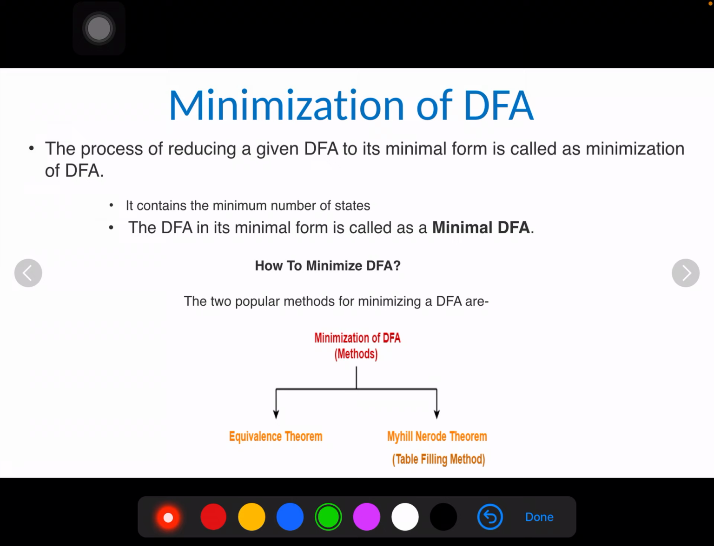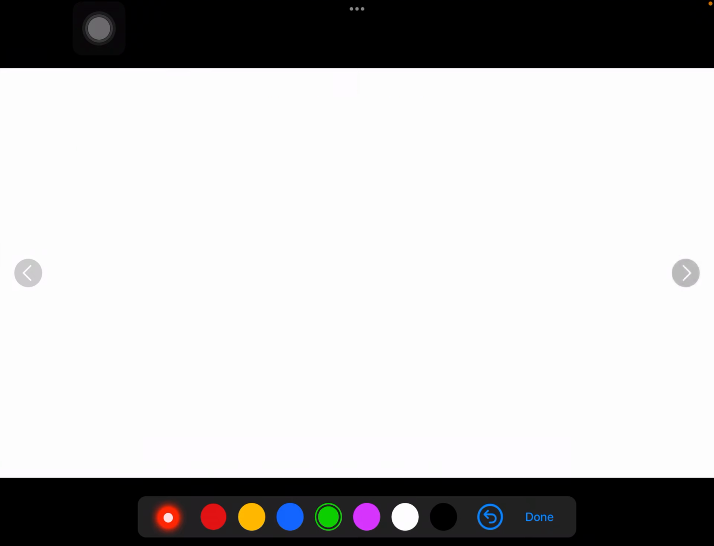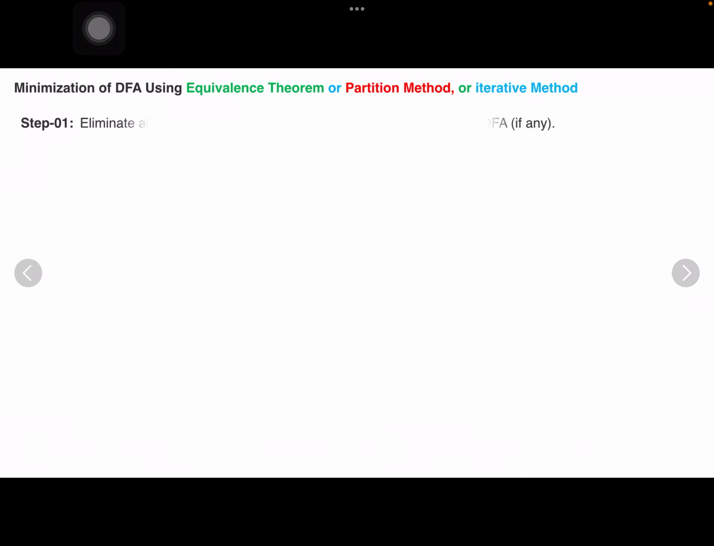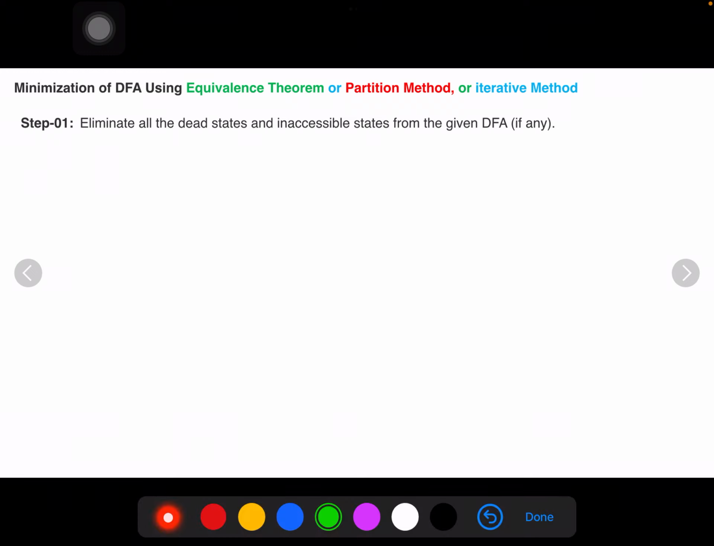Let us see the first theorem. The first theorem is the equivalence theorem, which is used for minimizing a DFA. It's also called the partition method or iterative method. First you need to follow some steps. Step number 1: is there any dead state? You need to eliminate it, and also remove inaccessible states from the given DFA.